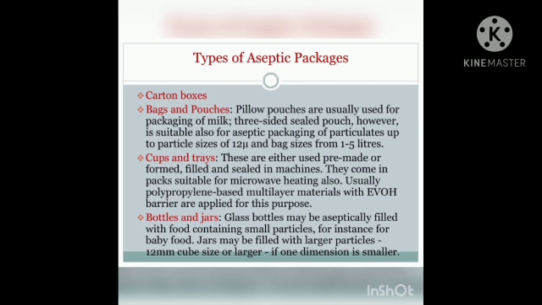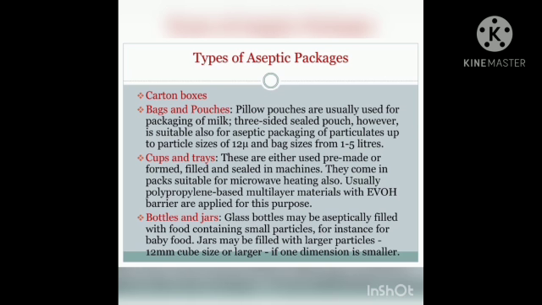Types of aseptic packages. Carton boxes made from cardboard. Bags and pouches. Pillow pouches are usually used for packaging of milk. Three-sided sealed pouches, however, are suitable also for aseptic packaging of particulates up to a particle size of 12 mm and bag sizes from 1 to 5 liters.